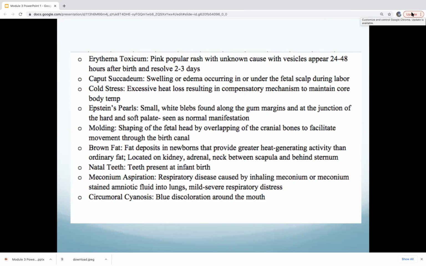And then let's see, what did I not talk about? Cold stress, we already identified. It's excessive heat loss. Brown fat, we talked about in thermoregulation. It's those fat deposits that the babies have because they lack that shivering mechanism. Meconium aspiration. That is the inhaling of the meconium. You'll see that sometimes with the rupture of membranes, and you'll see some meconium. And we talked about circumoral cyanosis.